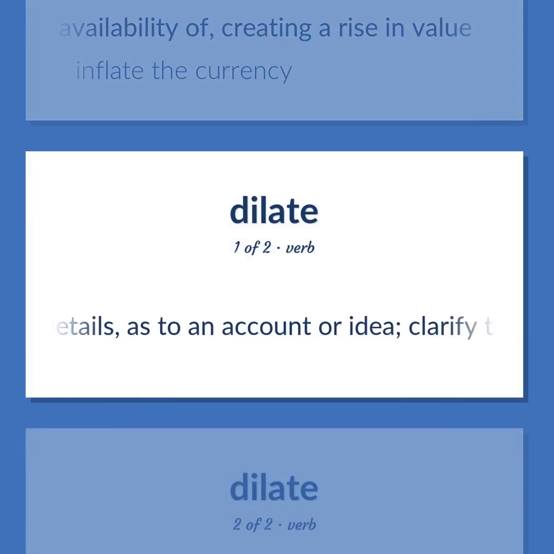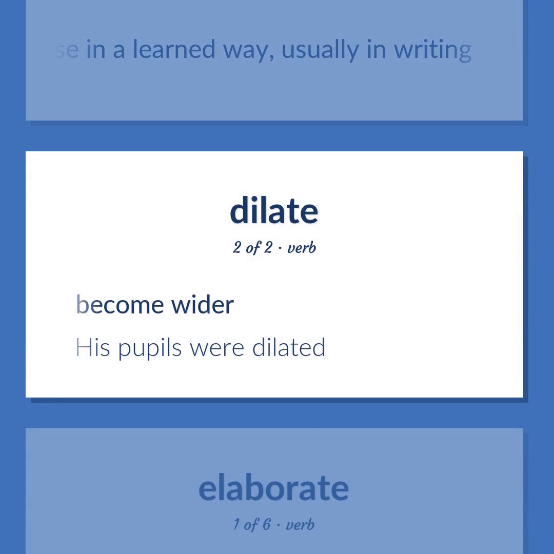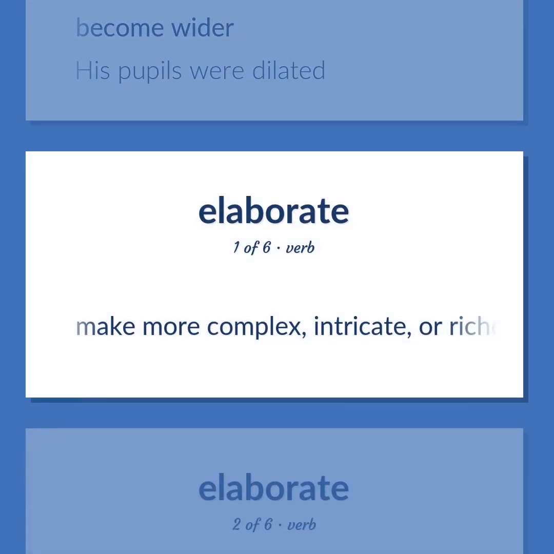Add details, as to an account or idea. Clarify the meaning of and discourse in a learned way, usually in writing. Become wider. His pupils were dilated. Make more complex, intricate, or richer.